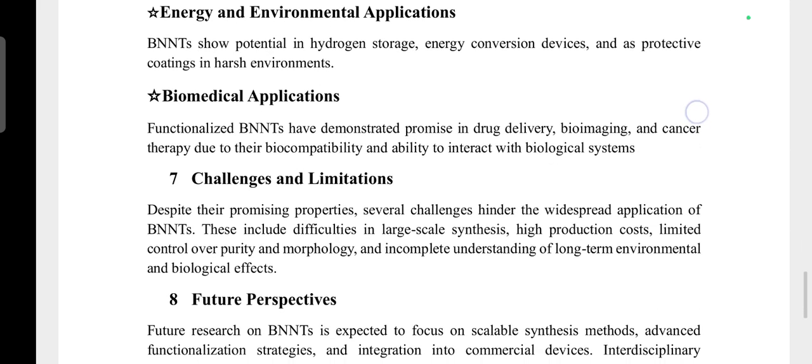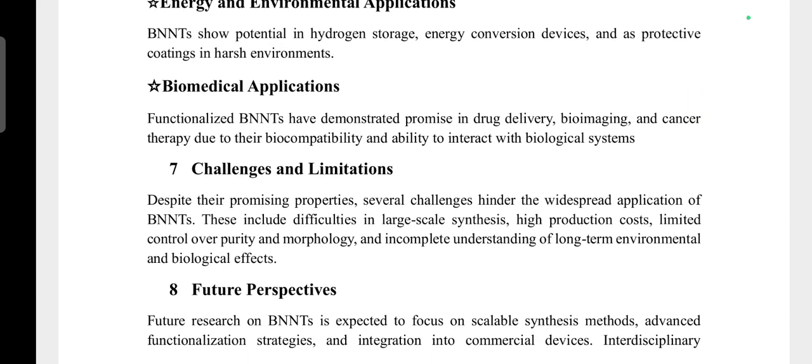Challenges and limitations. What are the challenges and limitations of boron nitride nanotubes? Despite their promising properties, several challenges hinder the widespread application of boron nitride nanotubes. These include difficulties in large scale synthesis, high production cost, limited control over purity and morphology, and incomplete understanding of long term environmental and biological effects.